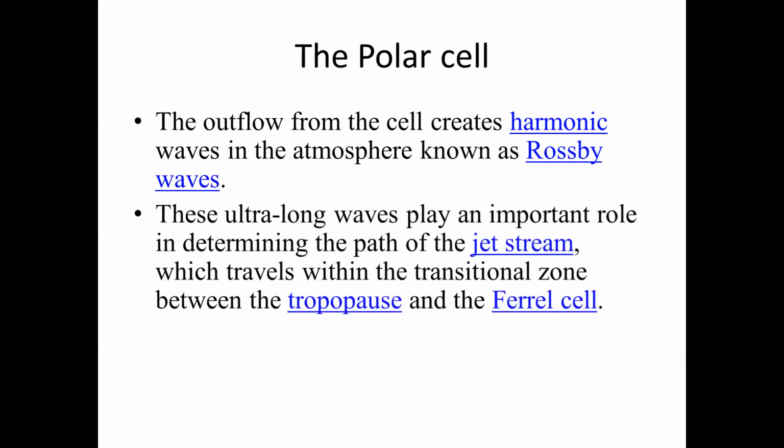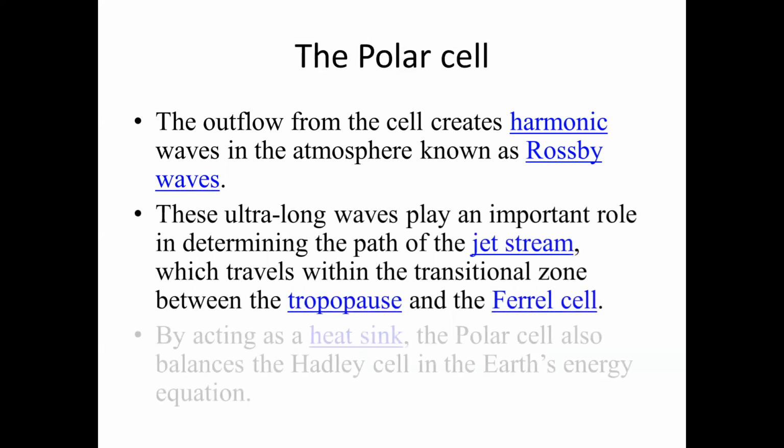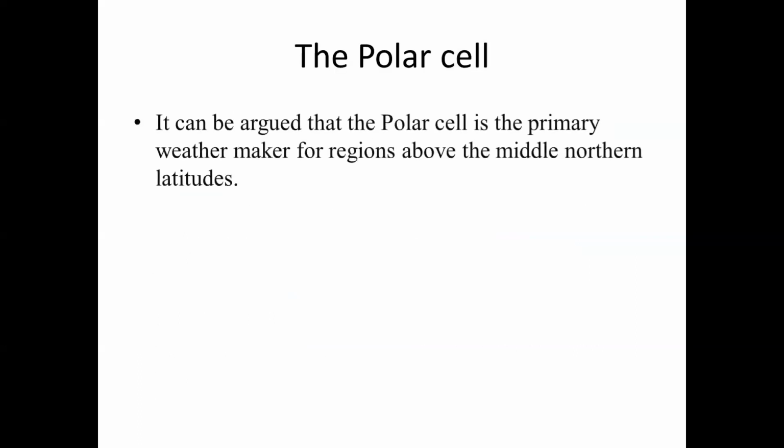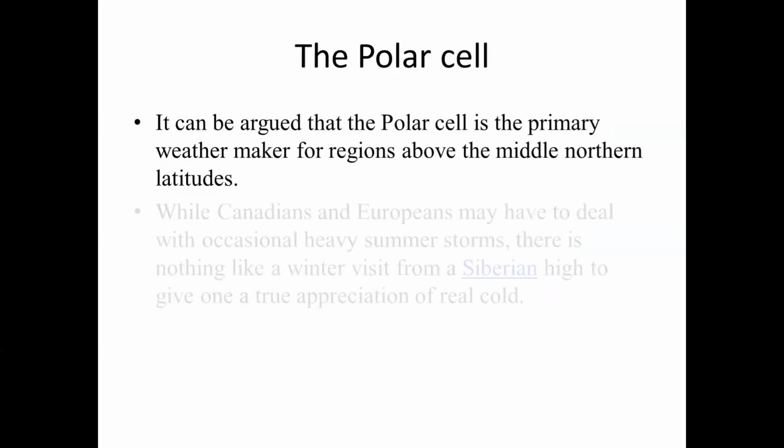These ultra-long waves play an important role in determining the path of the jet stream, which travels within the transitional zone between the tropopause and the Ferrel cell. By acting as a heat sink, the polar cell also balances the Hadley cell in the Earth's energy equation. It can be argued that the polar cell is the primary weather maker for regions above the middle northern latitudes.